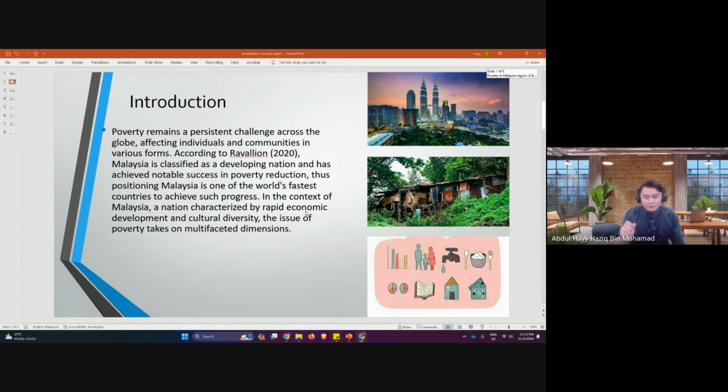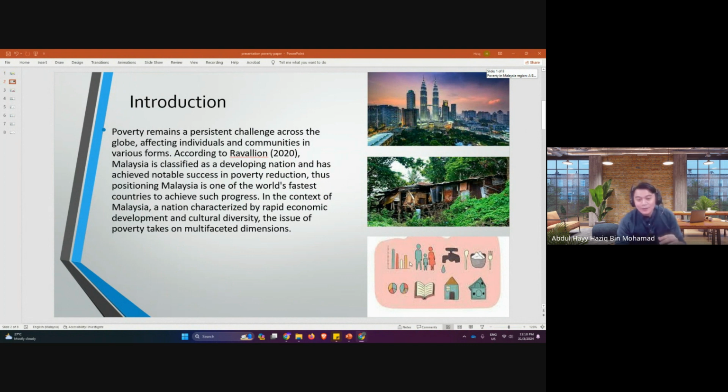As you can see, Malaysia has a lot of tall buildings, especially in Kuala Lumpur. We have the Petronas Twin Towers, which are considered very tall buildings. And even though Malaysia has considerable economic growth, there are still some people in Malaysia living in poor conditions. Poverty is not just in terms of economics. Poverty can be in terms of nutrients, resources, gender, and education. This is what we call multi-dimensional poverty.